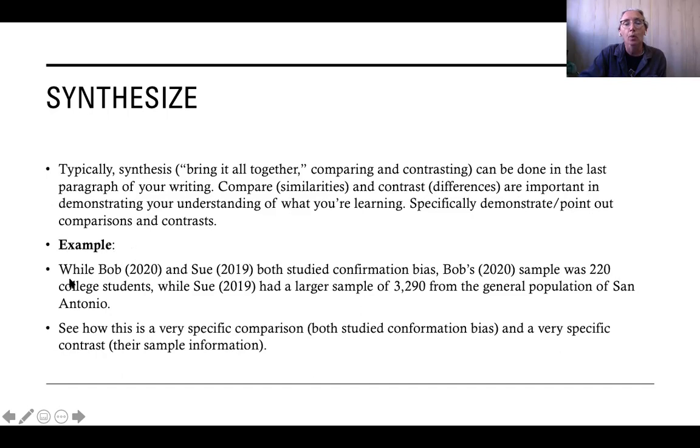So here's an example. While Bob 2020 and Sue 2019 both studied confirmation bias, Bob's 2020 sample was 220 college students, while Sue 2019 had a larger sample of 3,290 from the general population of San Antonio. So you can see how this is a very specific comparison, they both studied confirmation bias, and a very specific contrast, their information about the sample. Okay.